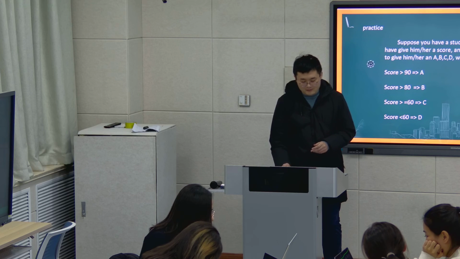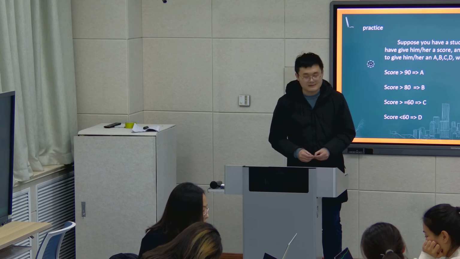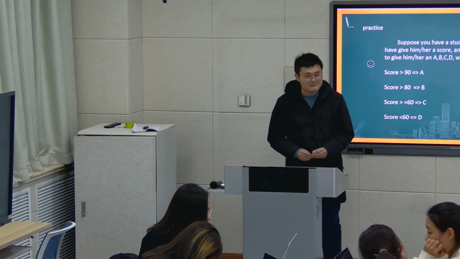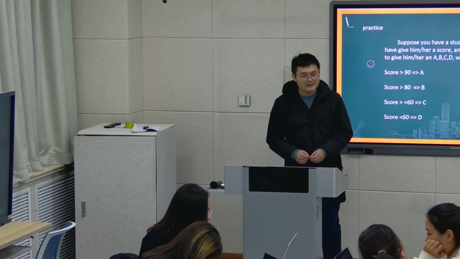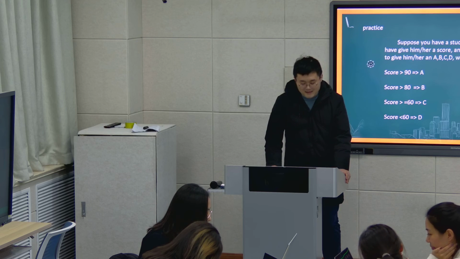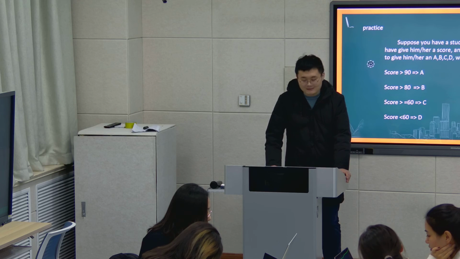If the score is bigger than or equal to 60, print C. And if the score is smaller than 60, which means the student has failed the test, so the result will not be satisfactory, print D. So try to write the program.